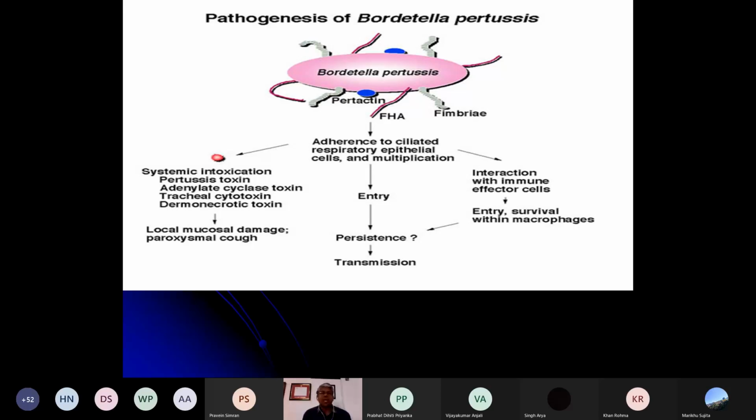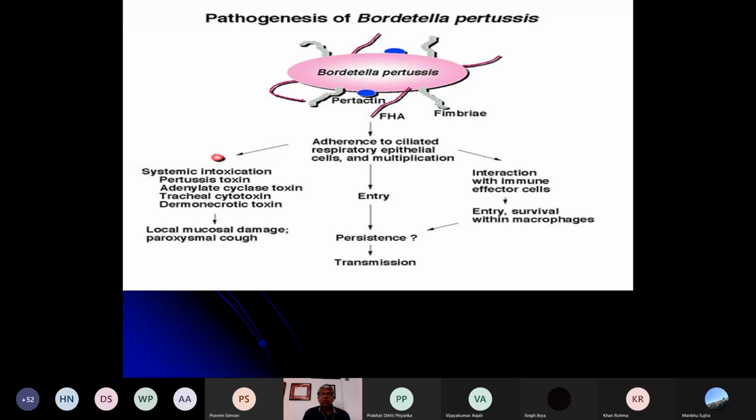Once the bacteria is attached over there, it starts producing various toxins and various chemicals, which are secreted out, which may have local effect or which may have systemic effect. If these toxins get into the system, particularly the pertussis toxin, adenylate cyclase toxin, tracheal cytotoxin, dermonecrotic toxin, all these toxins act on the mucosal surface and destroy the mucosal lining. Once the mucosal cells are destroyed, those cells are thrown out. They get detached from the lining of the trachea, bronchi, and bronchioles, and they are dropped into the cavity, and that is where the paroxysmal cough starts from. We'll come to that a little later.